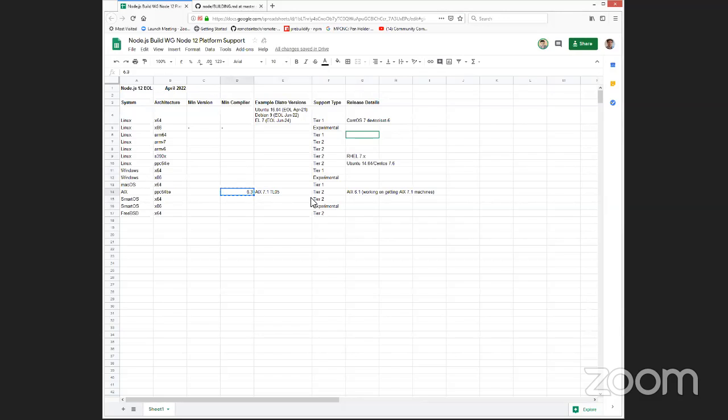So Michael, you just put Ubuntu 14.04 for PPC LE Linux as release. So this is what we're compiling on? This is what we currently have.